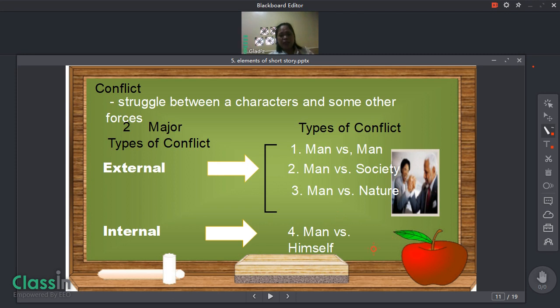And then man versus himself, the struggle within oneself. For example, the main character having depression or having stress. They fight within himself or within herself.